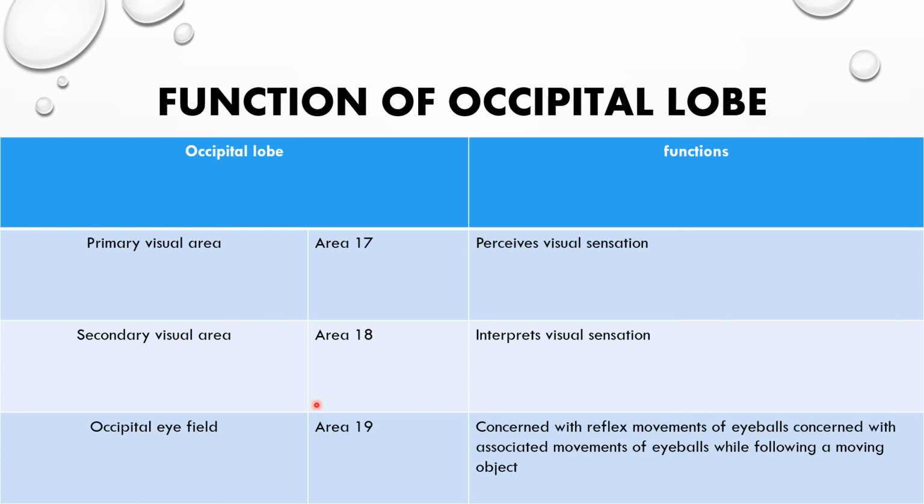Area number 19, the occipital eye field, is concerned with the reflex movements of the eyeball, the associated movement of the eyeball while following a moving object. This occipital eye field, area number 19, in relation with the parietal and frontal lobes, is involved in the conjugate movements and the reflex movements of the eyeballs.